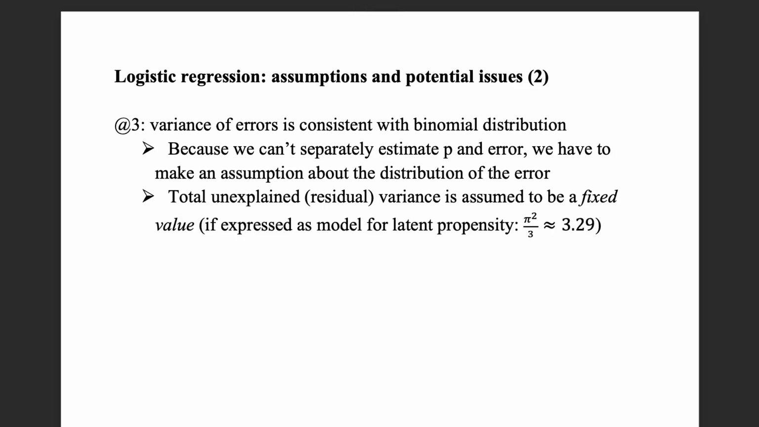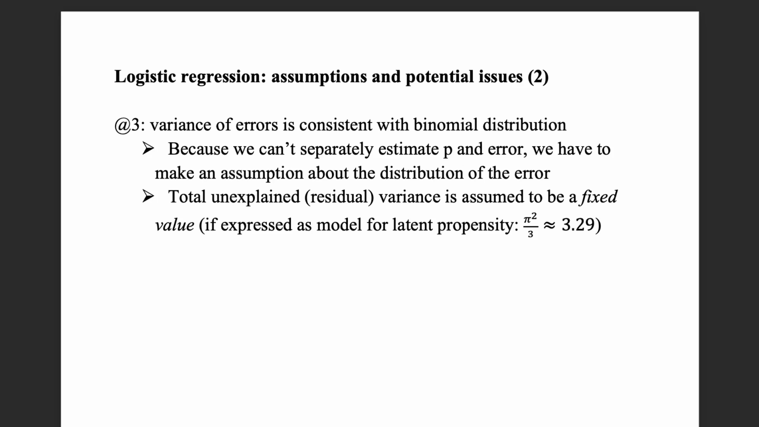Now, that means that the unexplained variance that we have in our model is going to be assumed to take a fixed value. This might seem a bit weird, but this is really what we're doing. If you make an assumption about our error term, that means that we are making an assumption about how the unexplained variance looks. And for a logistic regression model, we assume a binomial variance, and that means that actually we can say there is a number that represents this unexplained variance that is always going to be the same number.